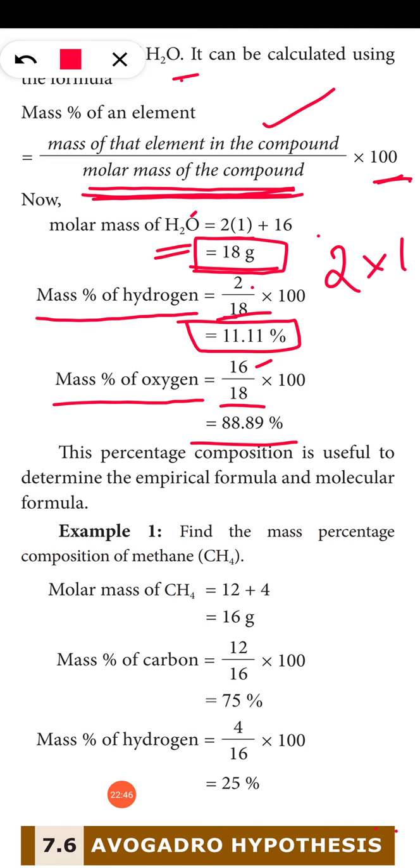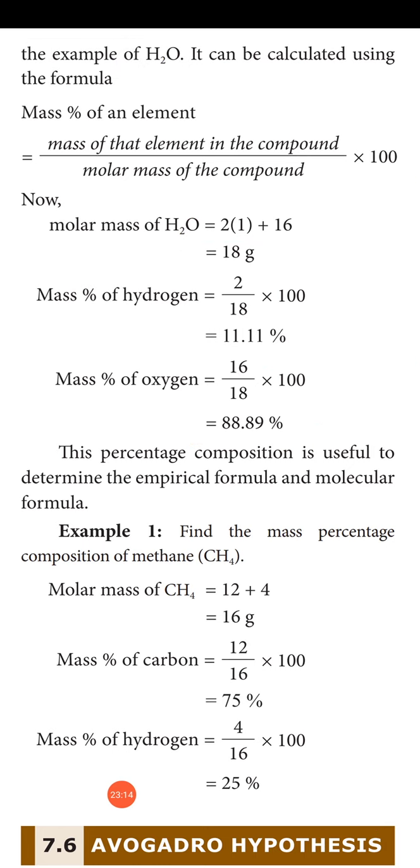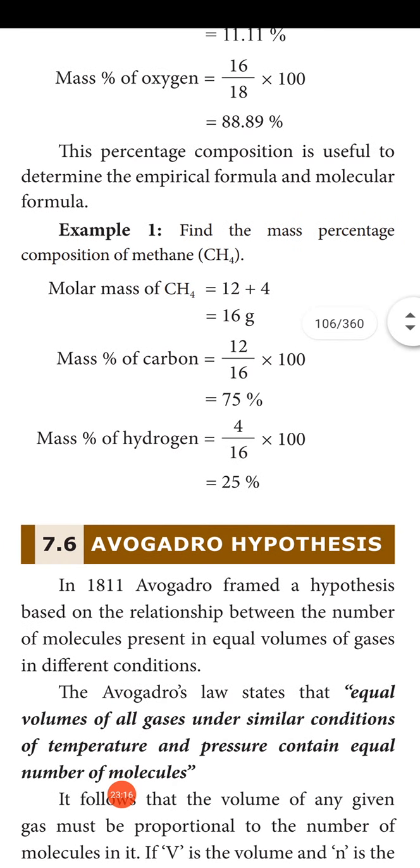So water is made up of 11.11% of hydrogen and 18.89% of oxygen. If you add both these, you will get 100. So 11.11% plus 18.89% is equal to 100. Right? So this is the way to calculate the percentage composition of any element present in the compound. One more example is given for you.